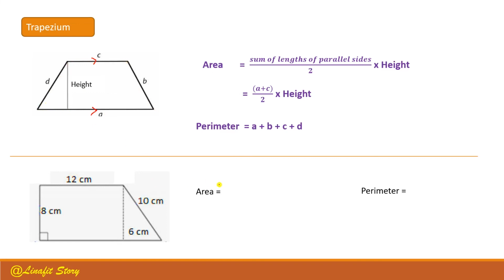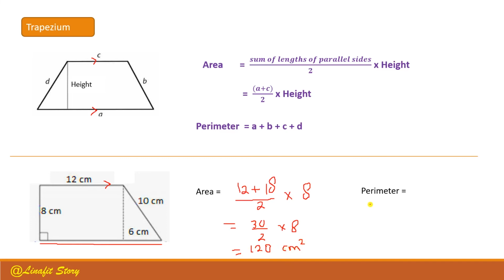For example, the area is 12 plus 6 is 18 divided by 2 times the height. The height is 8. So 30 divided by 2 times 8. 15 times 8 is equal to 120 square cm.